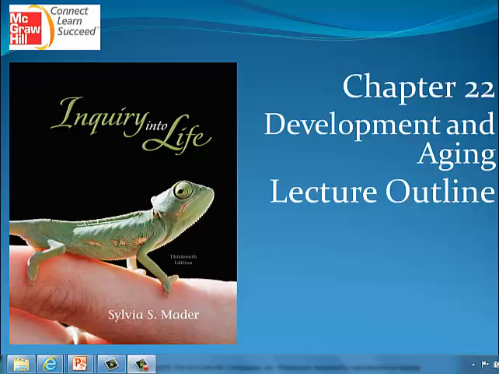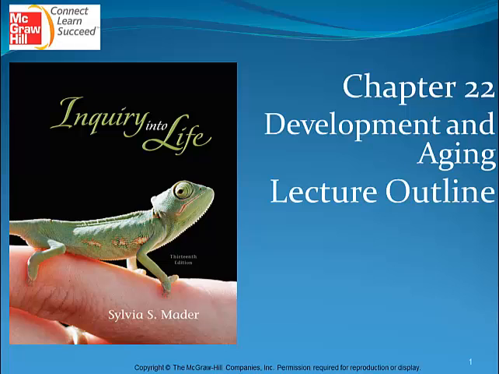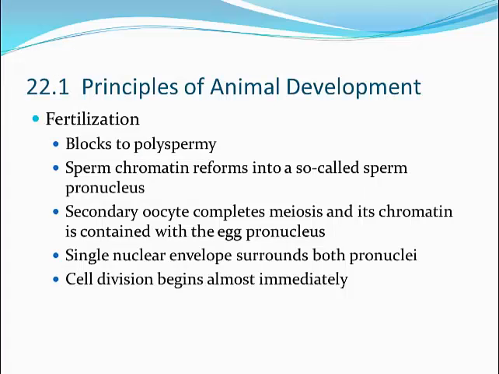Chapter 22, Development and Aging. Fertilization is the process where the egg meets the sperm. It is designed to block a condition known as polyspermy. Polyspermy would be the fertilization of one egg by several sperm.